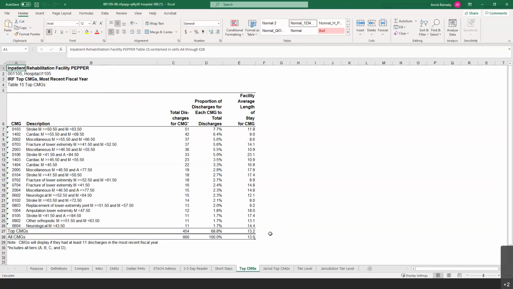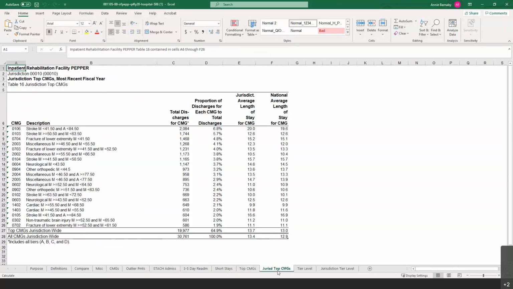You have the total discharges, the proportion of discharges for each CMG to total discharges, and then the facility average length of stay for the CMG. Those are listed for you. Those are national data for the most recent fiscal year. Jurisdiction, CMGs, same information.